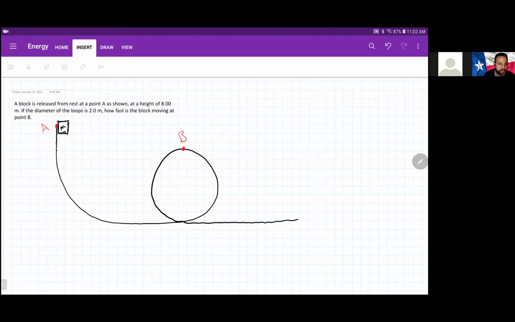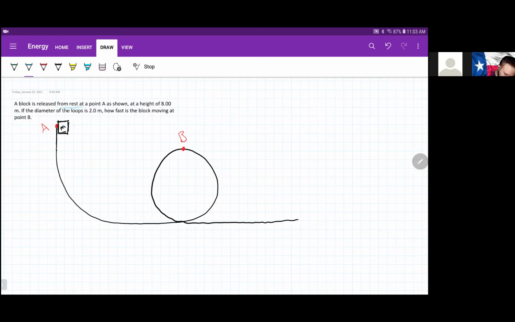All right. So as always, the first thing that you want to do with these problems is gather all the information that you have about the problem. You want to put it all in such a way that it makes sense. So let's go with here at the top. The block is released from rest.